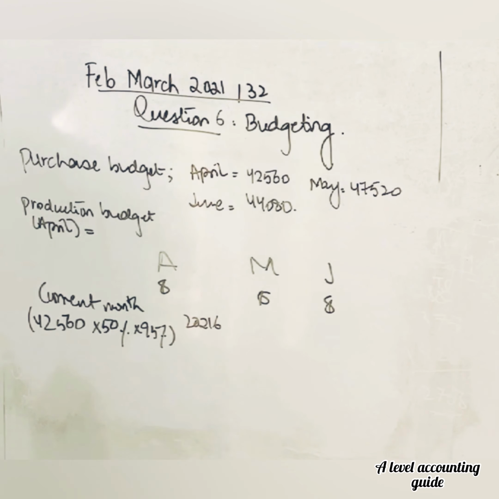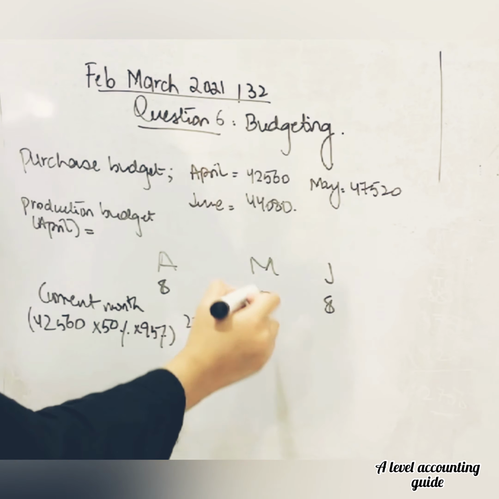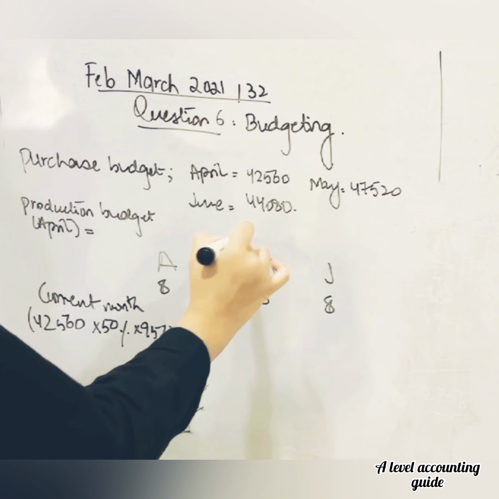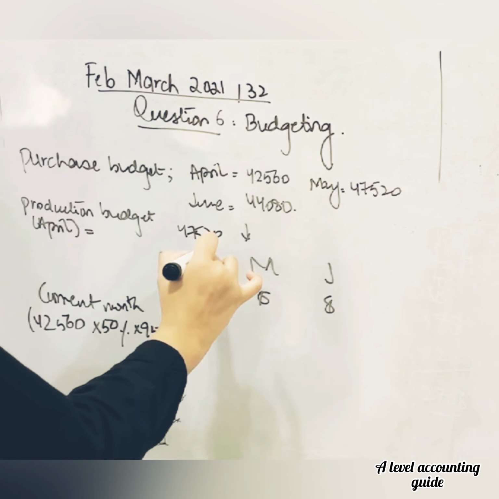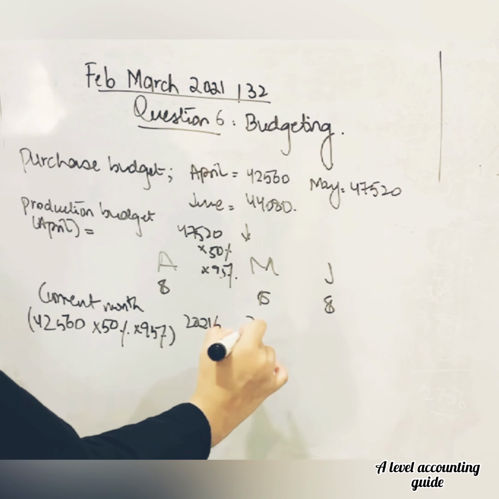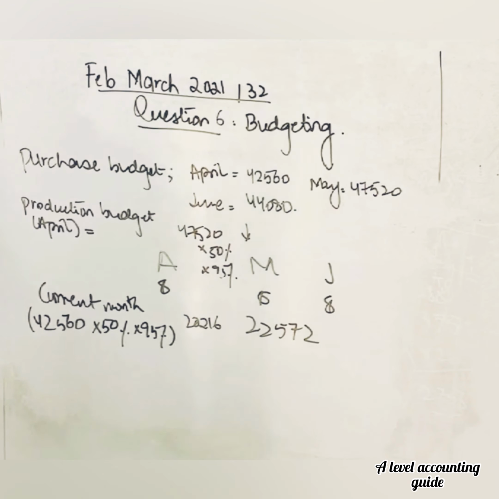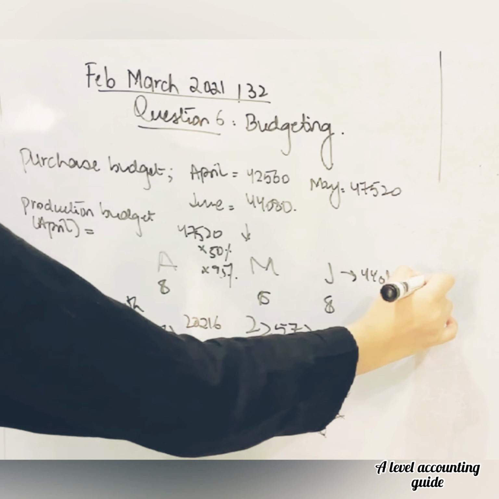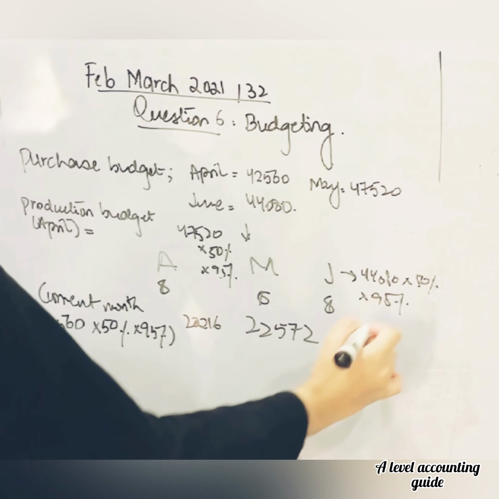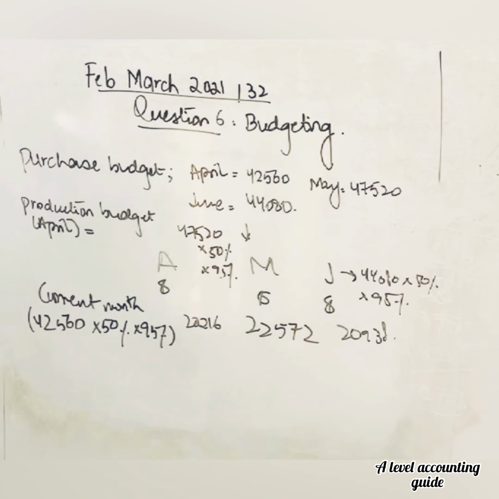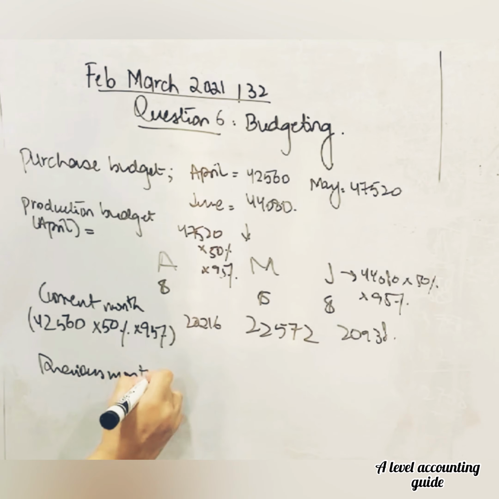Again, for May, what we will be doing is 50% of the current month, which is 47520 into 50% into 95%. That is how you will also calculate. That is going to be 22572. And for June, it's going to be the same. It is going to be 44080 into 50% into 95%. So for June, the value we have is 20938. This is clear.